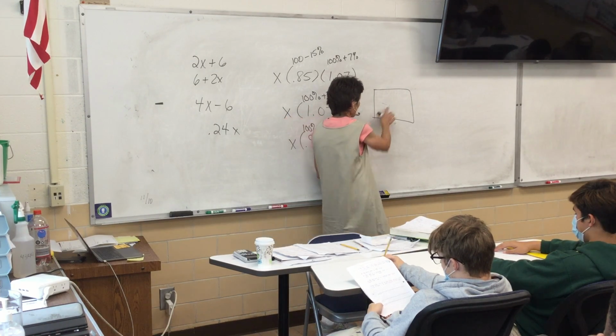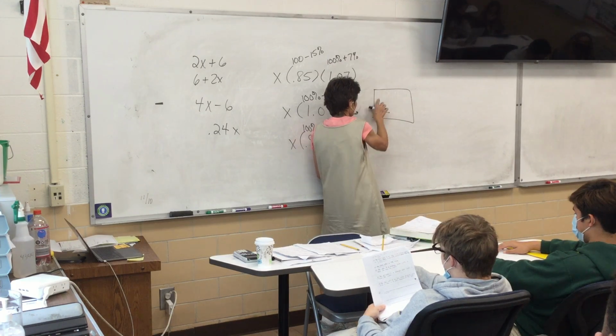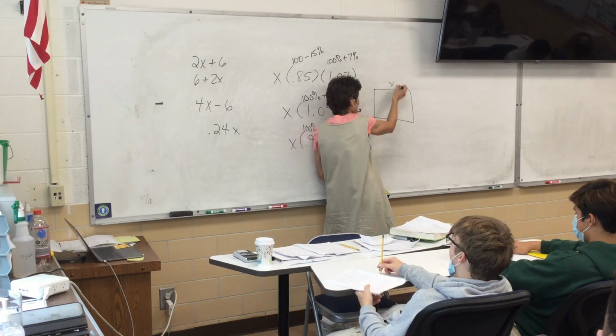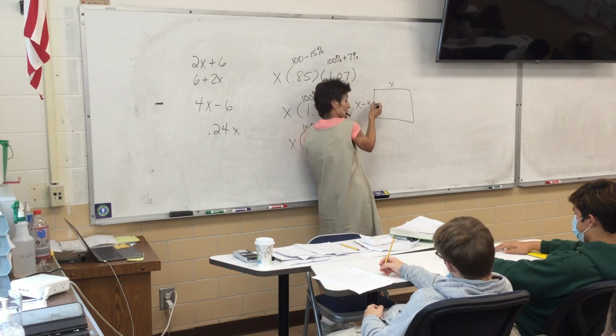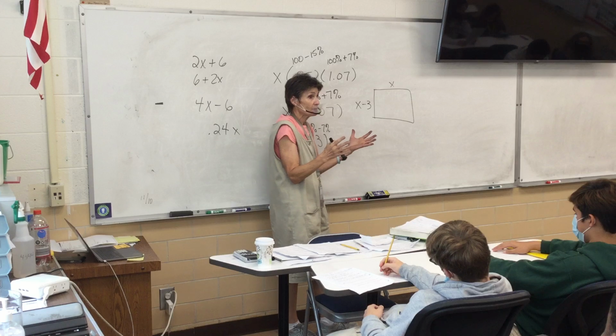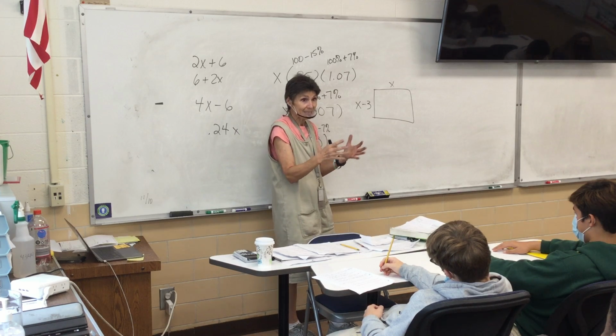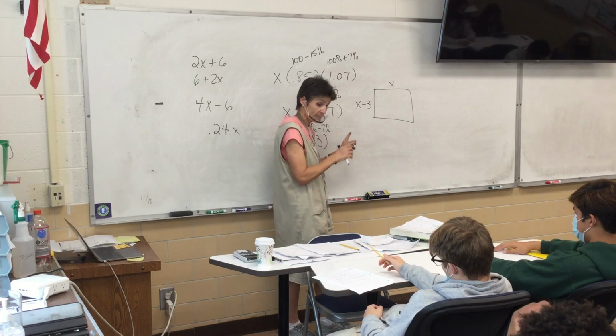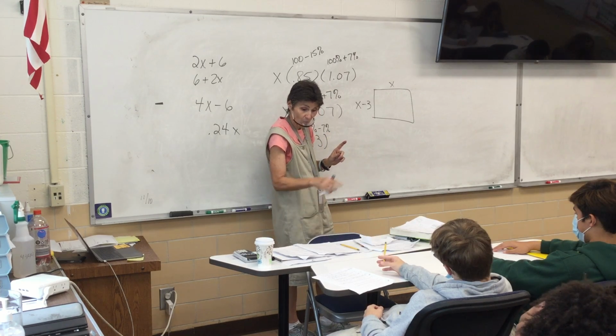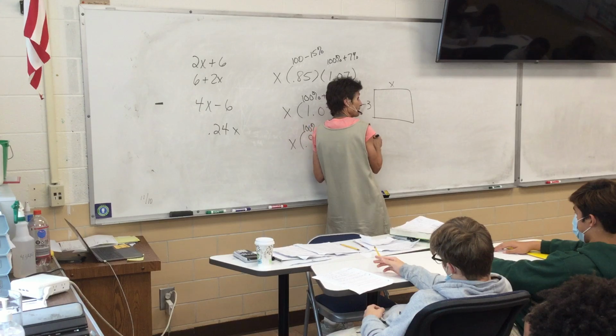So what do you want to have be X, this or this? Top one's X, okay, and then what would this one be? X minus 3. Does that fit? 3 less than the length? Looks perfect. Then how would I find the area? The question says, what would the area look like? How do you find the area of a rectangle?